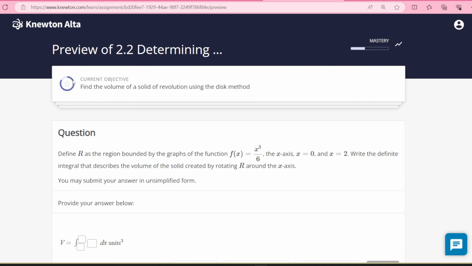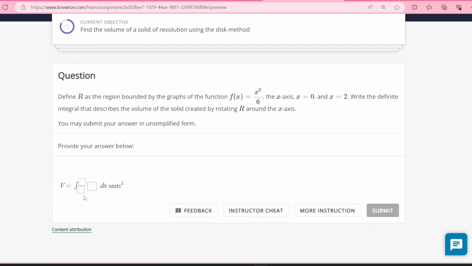So it looks like based on the progress we've been making, probably just one more due in this objective. So another one where we're rotating around the x-axis. But look at this time, right? This time they're only asking us to set up the integral. Set up the integral, that's it. All right, so I'll still write it out.